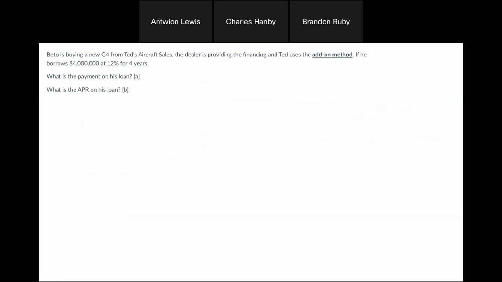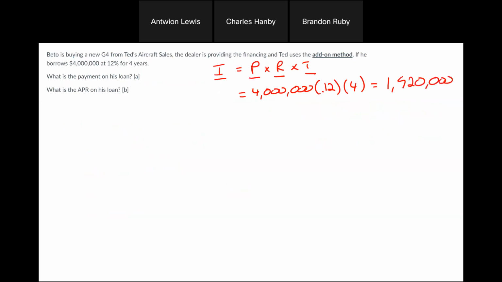These use the formula I for interest is equal to P times R times T. Interest is equal to principal times rate times time. In this, the principal is $4 million, the rate is 12%, and the time is 4 years. So you're going to pay $1,920,000 in interest.